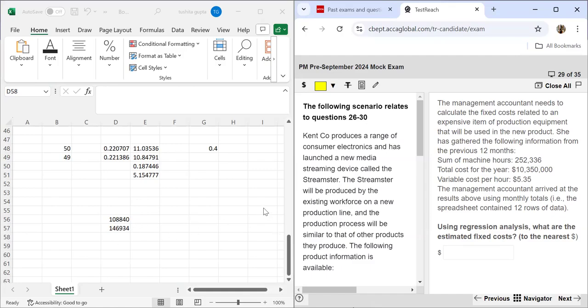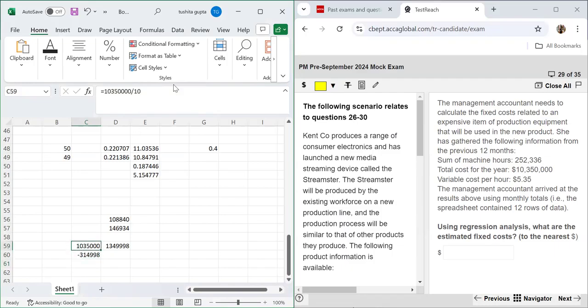So how are you going to do your workings over here is you take the total cost that you have, and this is for the period of 12 months. So if you find out the monthly one, you will be taking 10,350,000 divided by 10, and from this you're going to subtract what is your variable cost per hour multiplied by the sum of the machine hours that you have used. So variable cost is 5.35 multiplied by the sum of machine hours, which is 252,336. So this is what is going to give you the remainder of the fixed cost. So minus this figure.